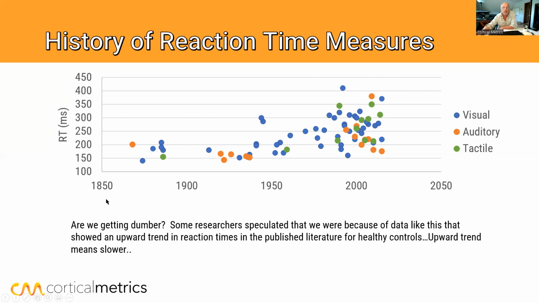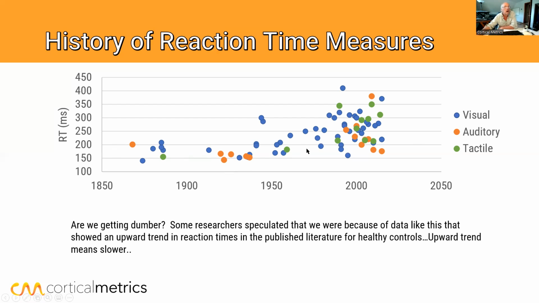What this shows are average reaction times obtained from peer-reviewed publications over the last 150 plus years. We went into the literature and found all the papers that dated back, and we took all the ones we could find where people were testing what they called healthy controls, and we looked at what reaction time was reported, and it could be visual, which is a blue dot, auditory, or tactile.